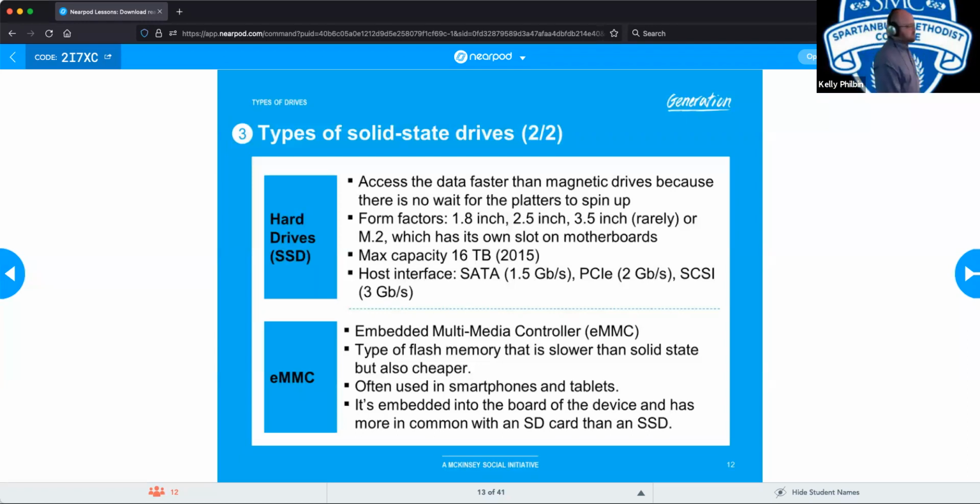Now, next we have our eMMC, embedded multimedia controller. Flash memory, it's a little bit slower than your solid state, but not too bad, and it is also less expensive than your solid states. Typically used in your smartphones and your tablets, stuff like that. It is soldered directly onto the board. So if that memory fails, it is a replace the unit issue. Questions so far with the different types of solid state drives?